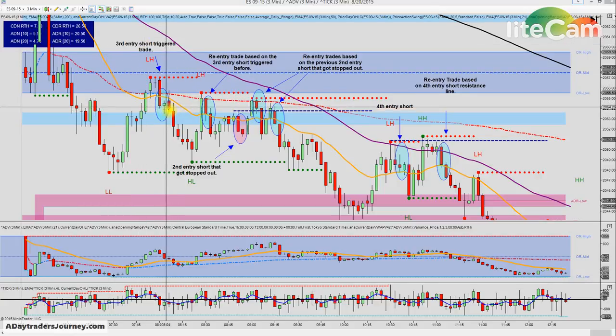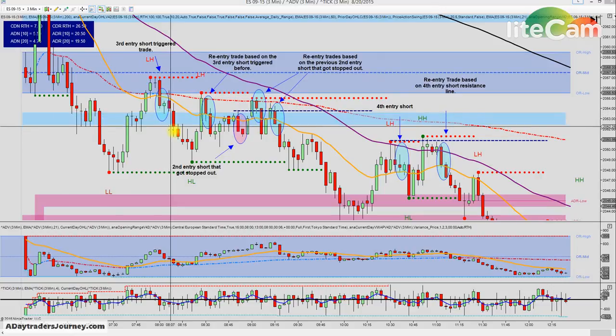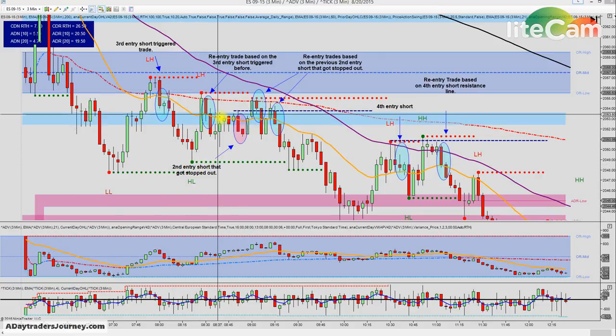So that's an explanation of what I mean by taking third, fourth, fifth, whatever entries, because we're taking the first one available after the second entry, or at the second entry, that follows our rules. So we have a trade here. Here's another example of a third entry.